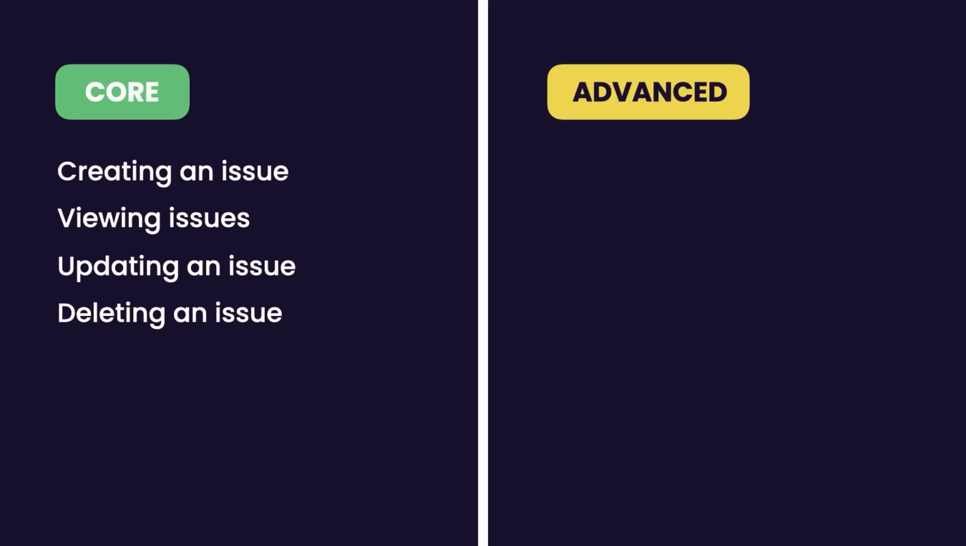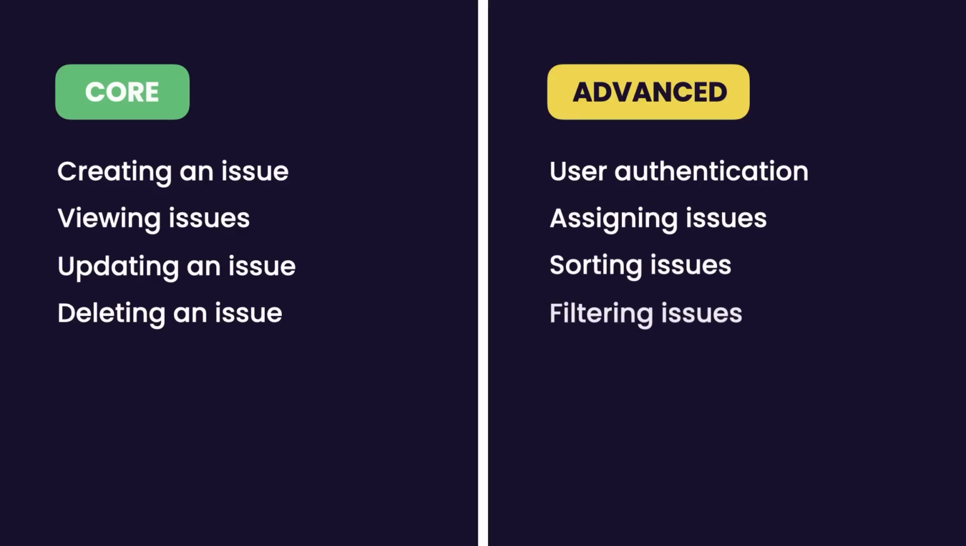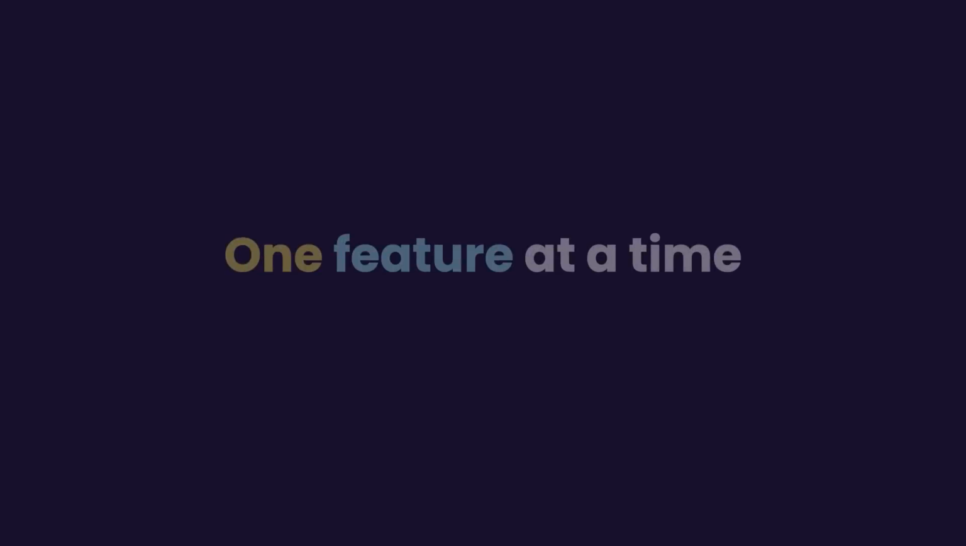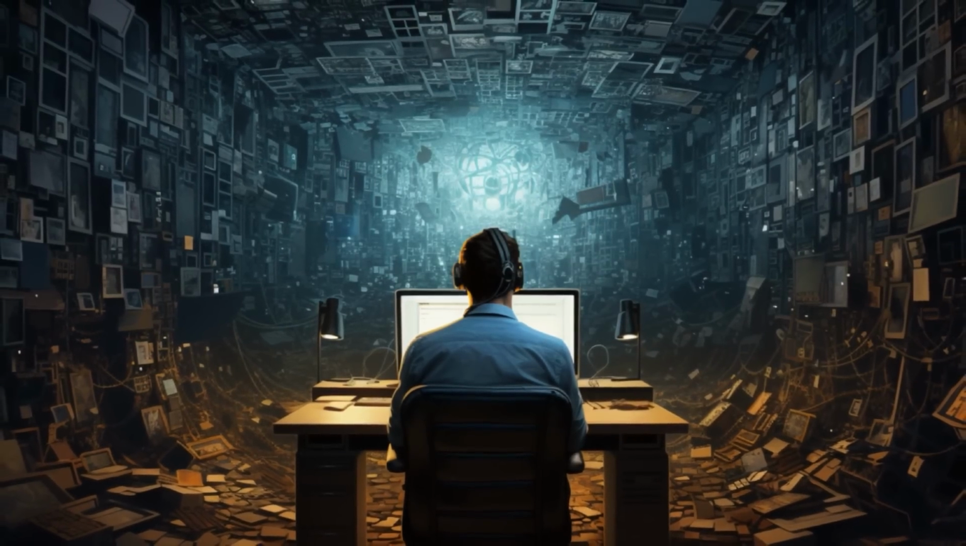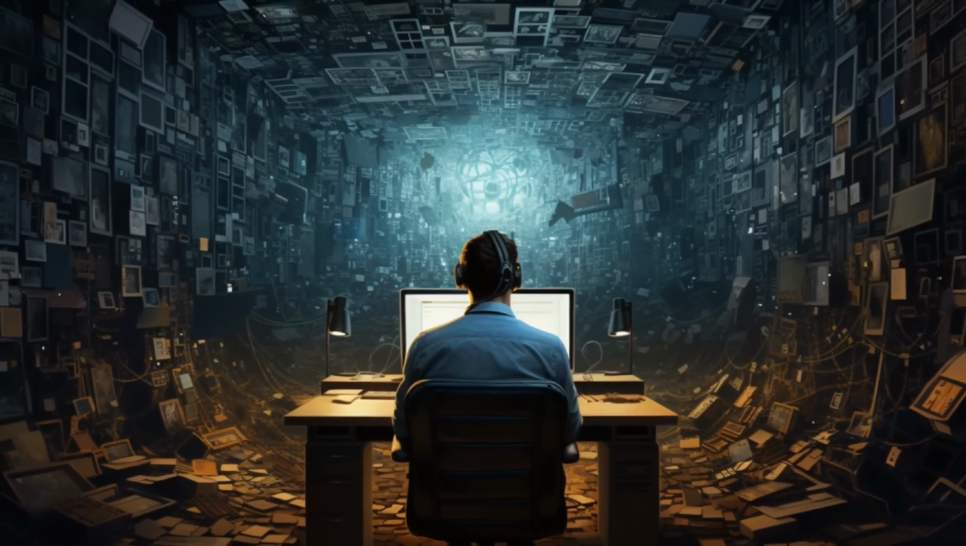Once we build these features, then we can gradually enhance our application by adding more advanced features based on our project's needs. So we'll implement features like user authentication, assigning issues to users, sorting and filtering issues, pagination, and dashboard. Now here's the key. When building this application, we're going to focus on one feature at a time. So we're not going to get distracted with the complexity of the entire project.